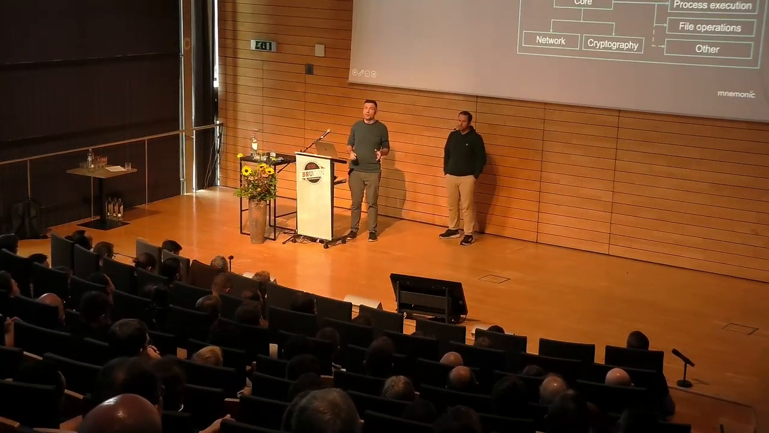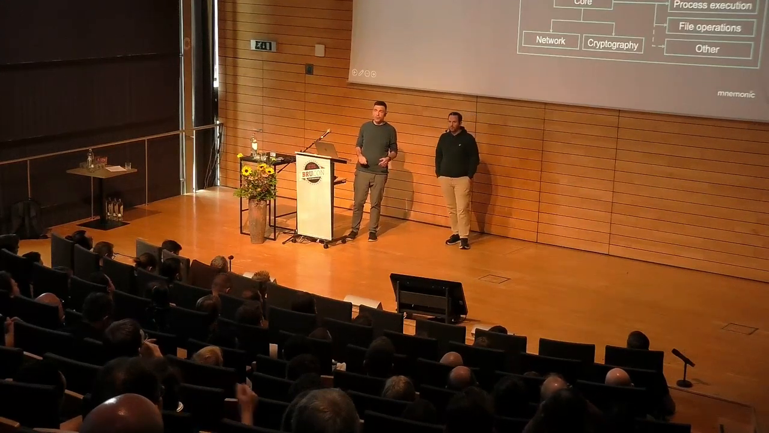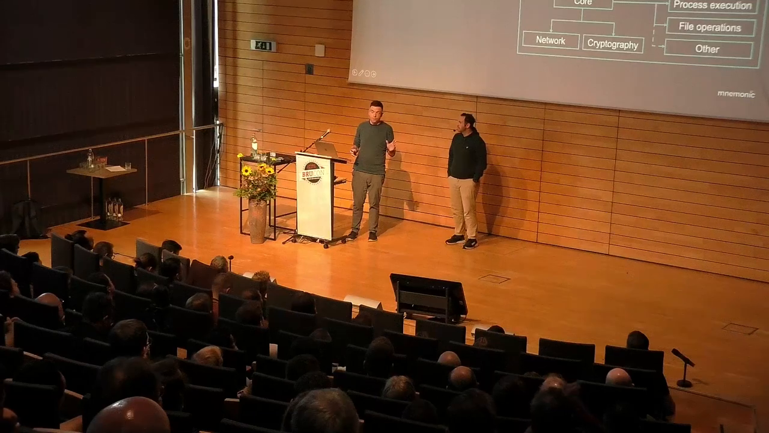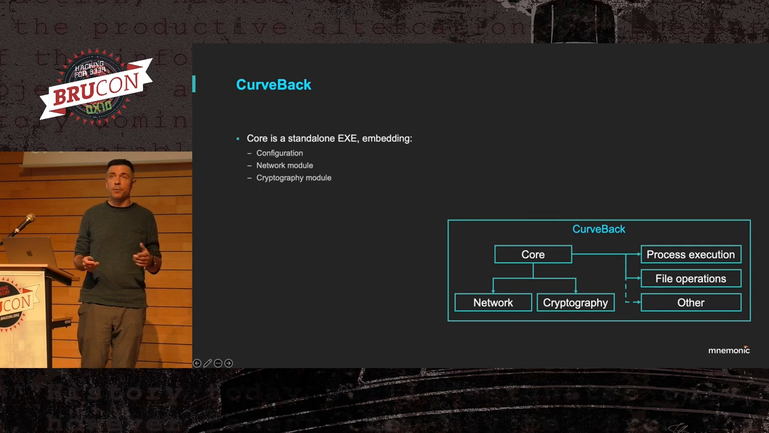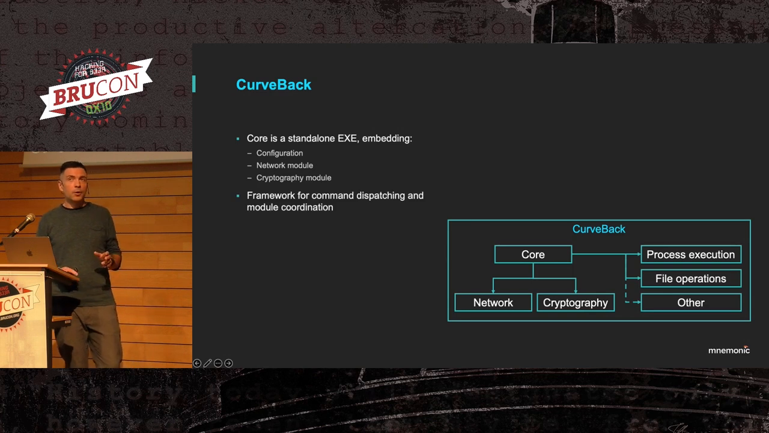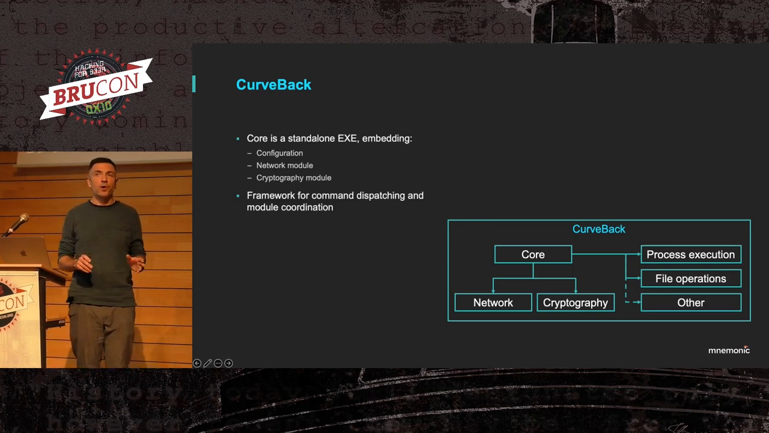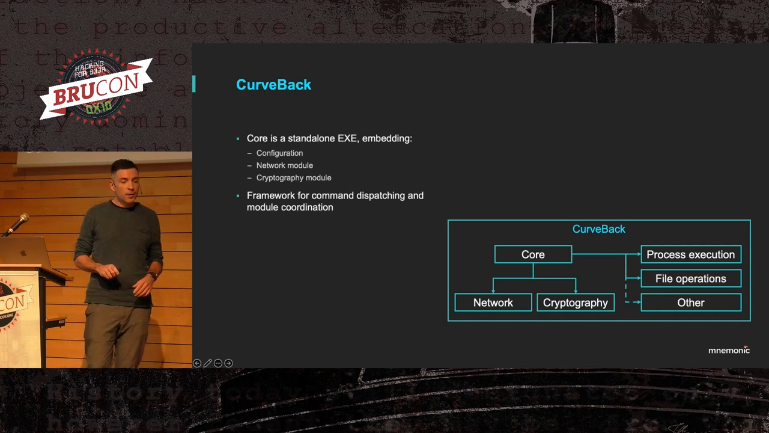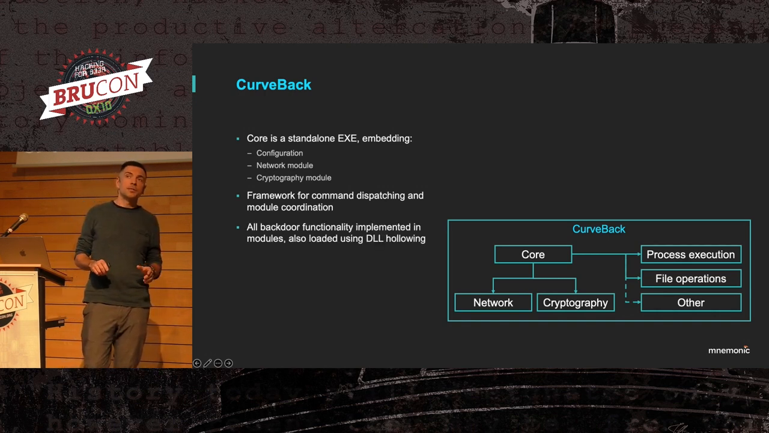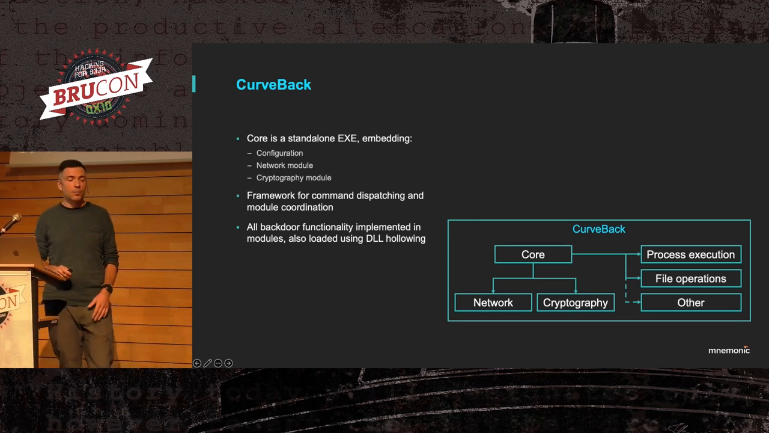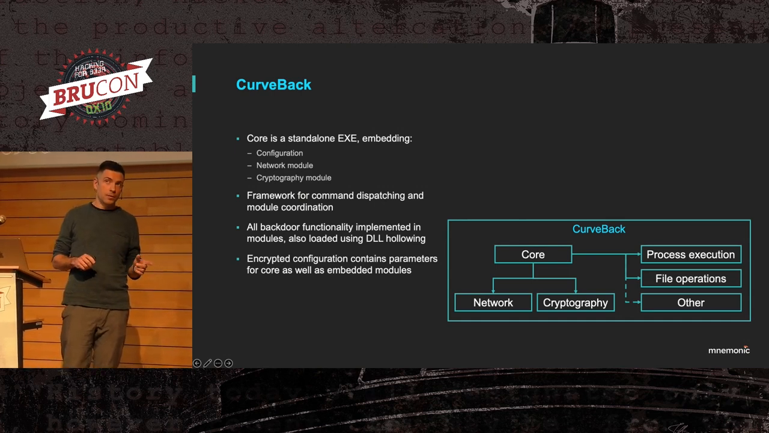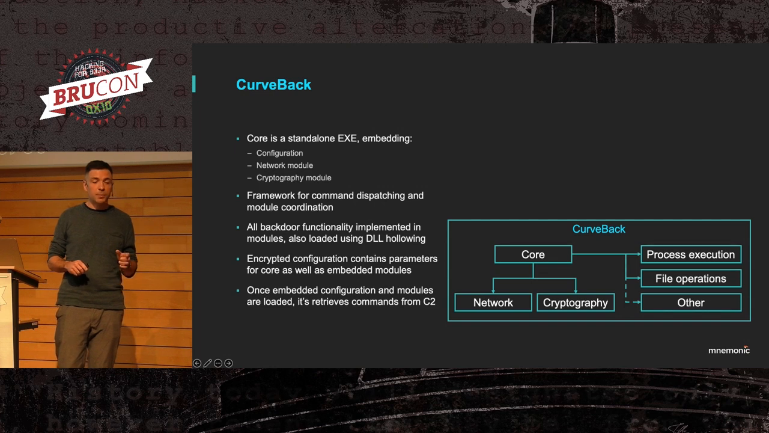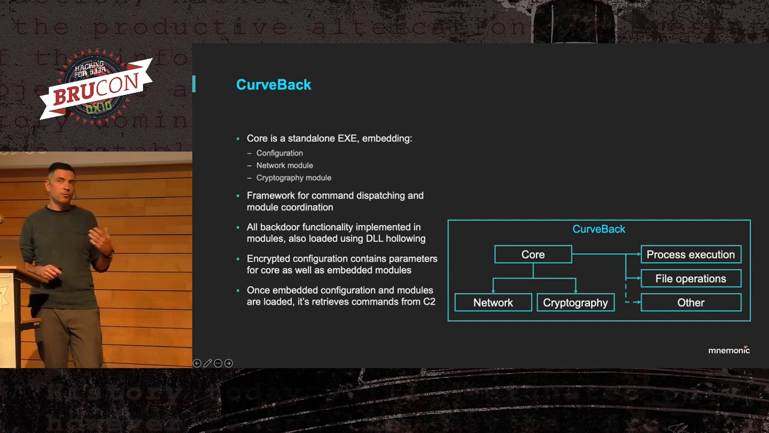So CurveBack in itself is stored as an encrypted blob on disk, but if you are actually able to decrypt it, you will get a completely clean .exe file. The .exe file itself contains code, naturally, but also has a few embedded parts, like an encrypted configuration, a cryptography module, and a network module. The core part of CurveBack is actually more of a framework for command dispatching and module coordination. And all the actual backdoor functionality is implemented in the modules that it loads using DLL hollowing as well. The encrypted configuration contains parameters for the core part as well as the embedded modules. Once the embedded modules and configuration are loaded into memory, it starts by retrieving commands from the C2.